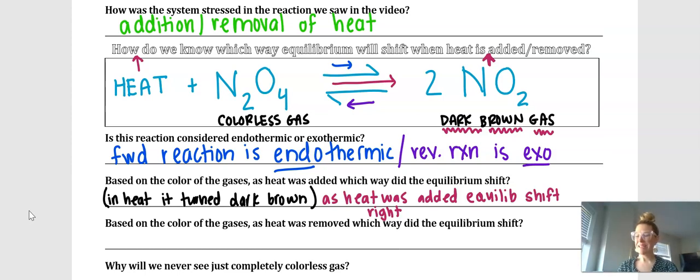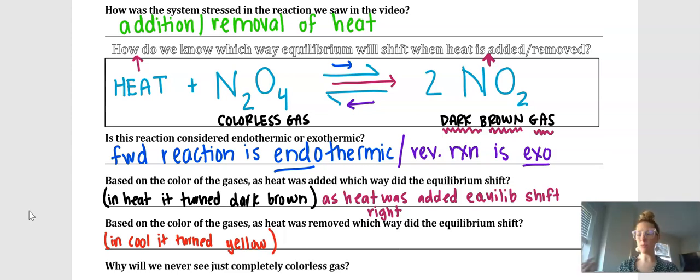Okay? Now let's use this the other direction. Based on the color of the gases as heat was removed, which direction did the equilibrium shift? Well, thinking about heat being removed here, in cool, it turned like a light yellow color. Now, notice that we don't have yellow as an option for our colors, but when we have dark brown and it's shifting away from being dark brown, that must mean it's shifting toward being colorless, okay?